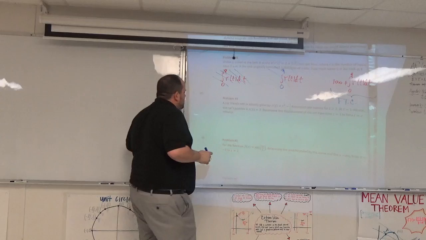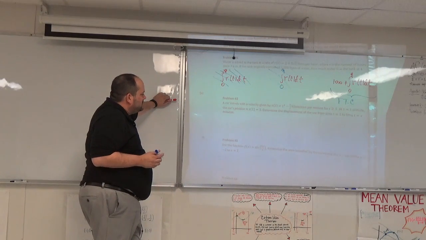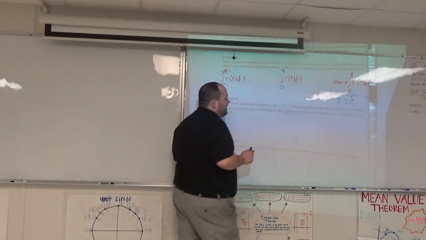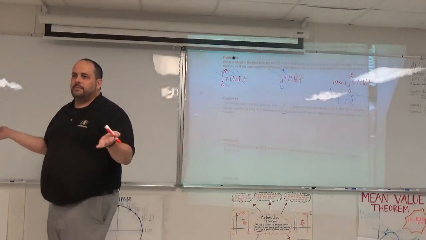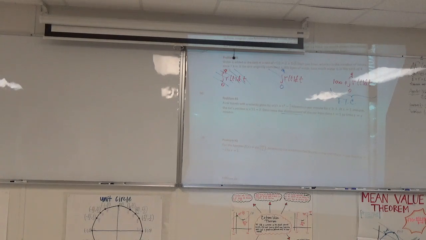All right, good. Number 2, a car travels with the velocity given by that. At time t equals 1 minute, the car's position is x of 1 equals 3. Determine the displacement of the car from 1 to e. What are we going to do? Displacement from 1 to e. How would we find displacement?